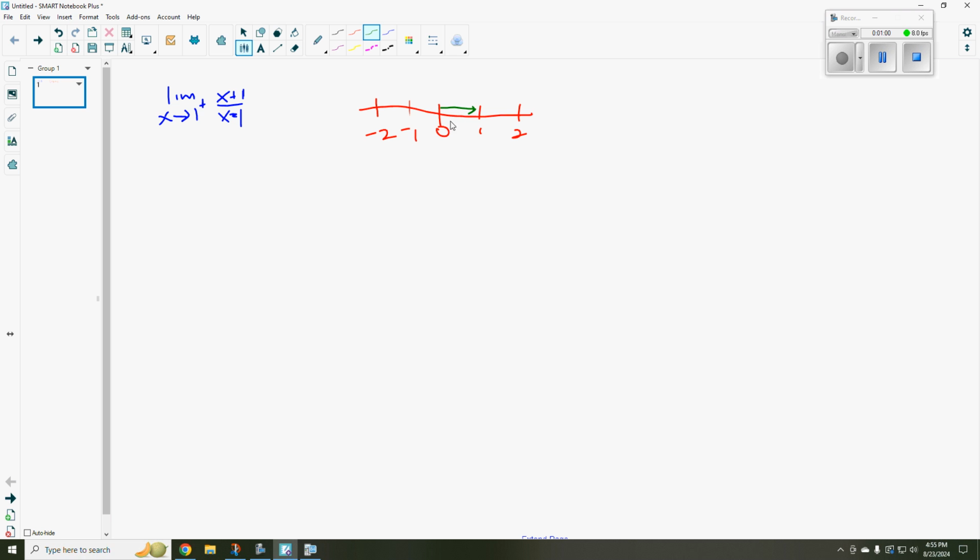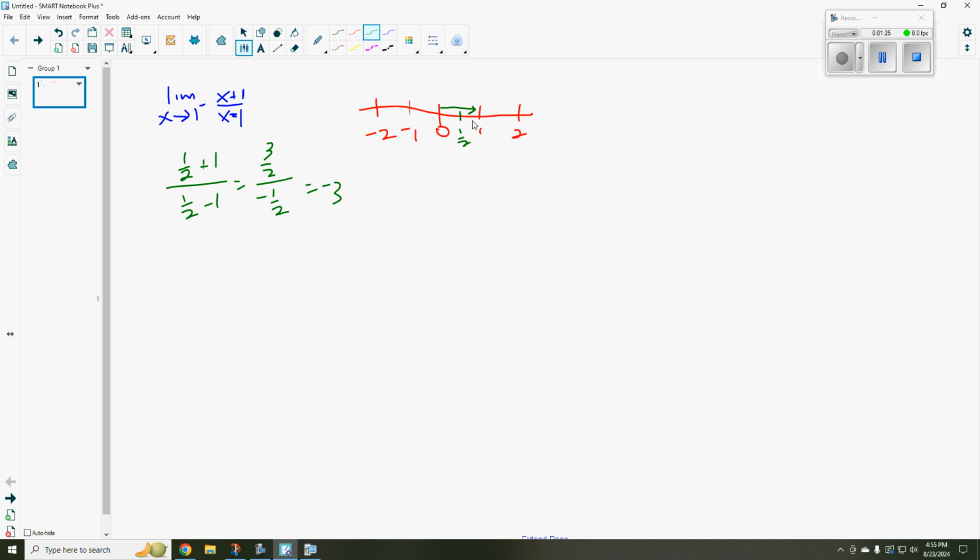And so let's say I had x at 1/2, what's it going to be? Well, if I had x as 1/2, I'd have 1/2 plus 1 divided by 1/2 minus 1. So that would be 3/2 divided by -1/2, and that would give me -3.